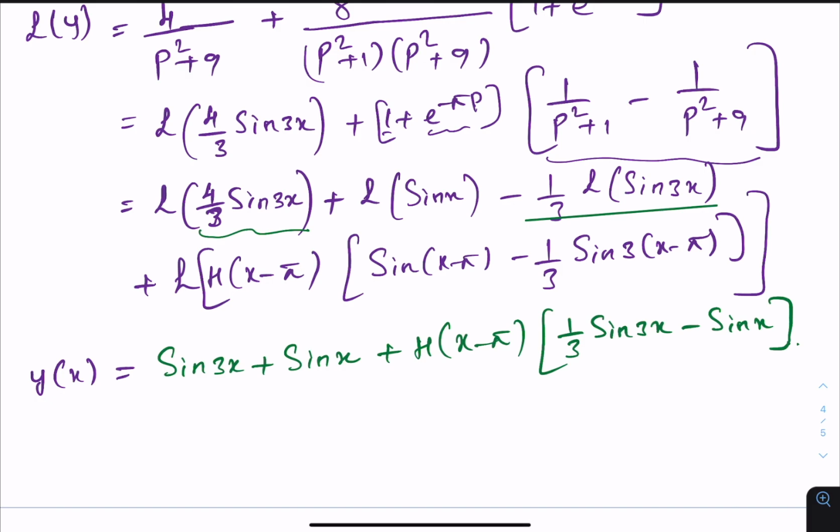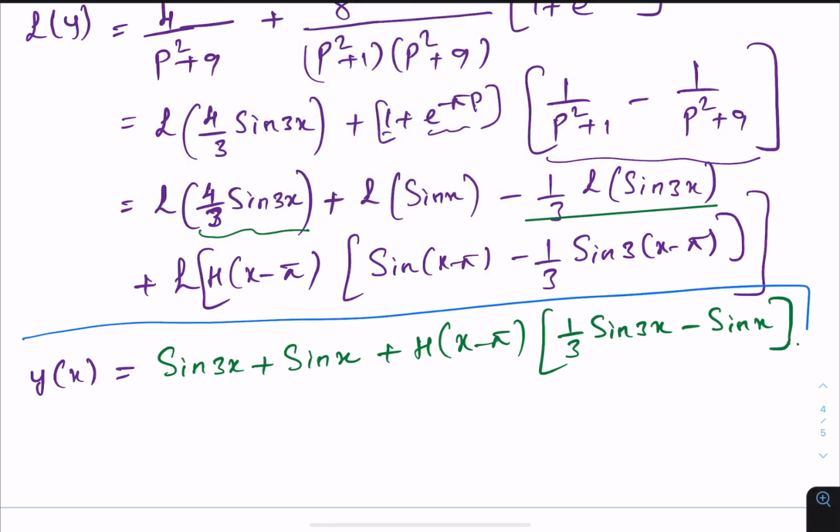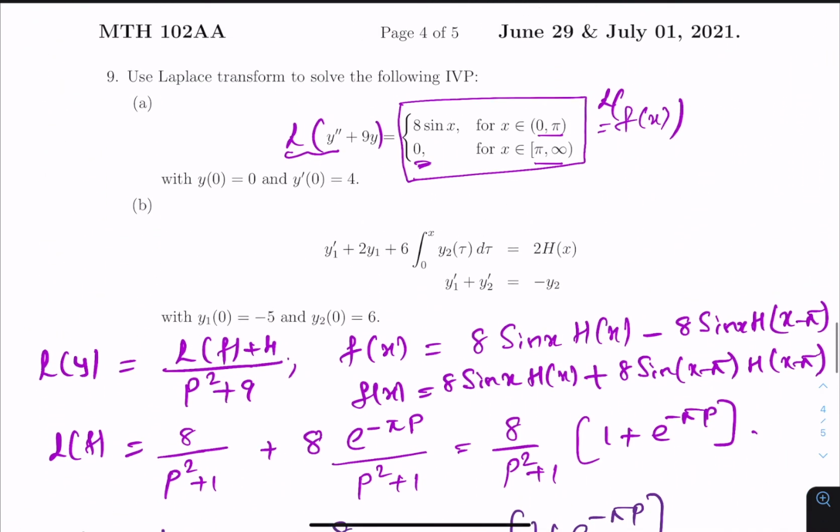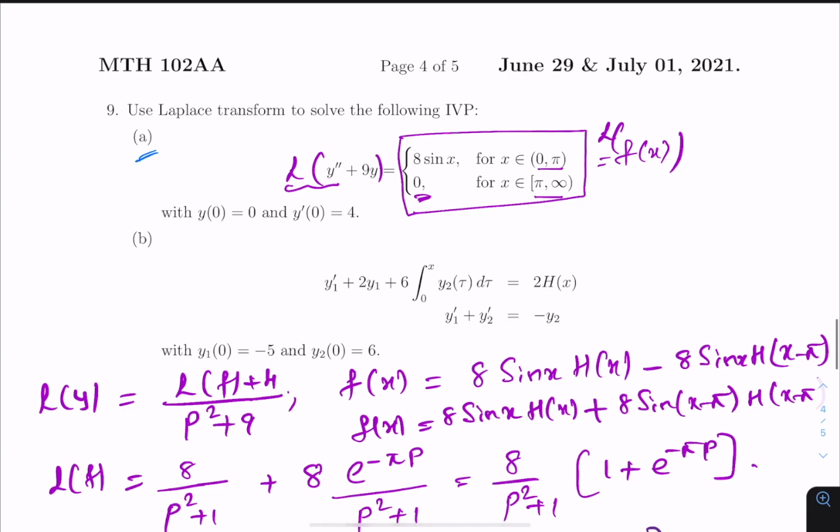So that's your solution that we need to obtain for 9a. That is the solution of this initial value problem. We have used all these conditions, right? Okay, now let's do 9b.